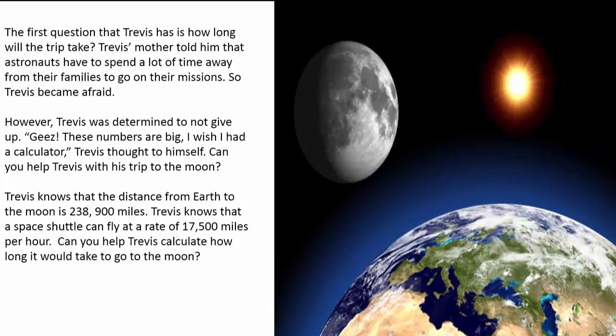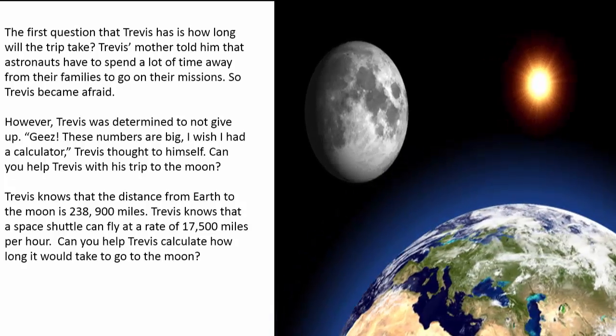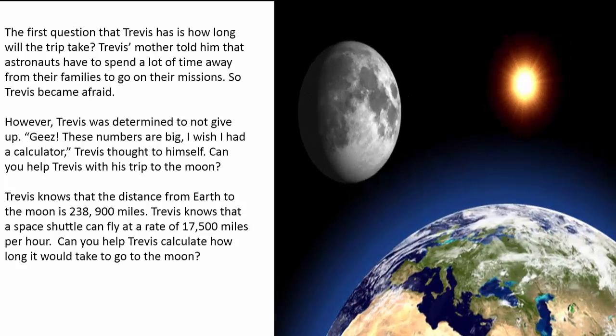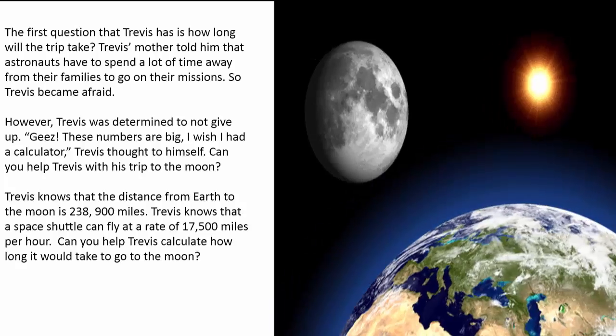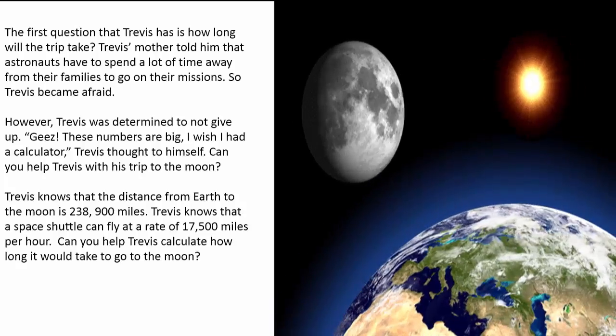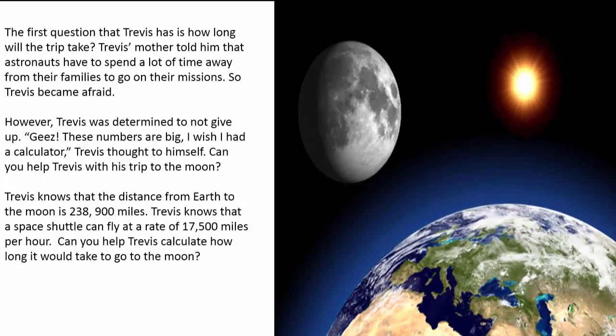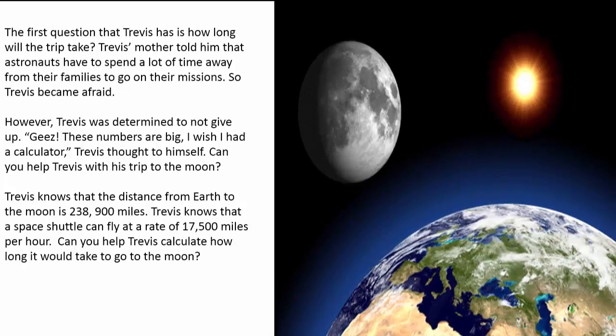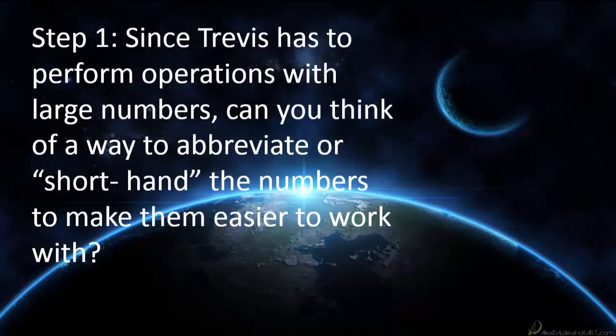First of all, Travis knows that the distance from Earth to the moon is 238,900 miles. Travis also knows that a space shuttle can fly at a rate of 17,500 miles per hour. Can you help Travis calculate how long it would take to go to the moon? Step 1. Since Travis has to perform operations with large numbers, can you think of a way to abbreviate or shorthand the numbers to make them easier to work with?